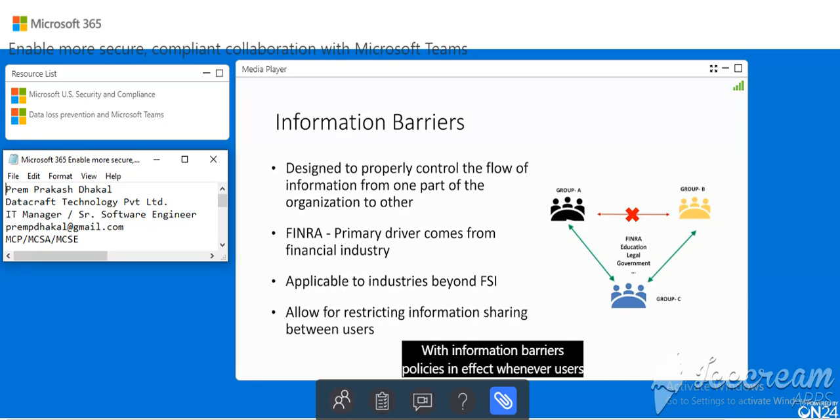With information barrier policies in effect, whenever users who are covered by those policies attempt to communicate with users in Microsoft Teams, checks are done to prevent or allow communications as defined by the information barrier policy. When information barrier policies are in place, people who should not communicate or share files with other specific users won't be able to find, select, chat, or call those users. With information barriers, checks are in place to prevent unauthorized communication.